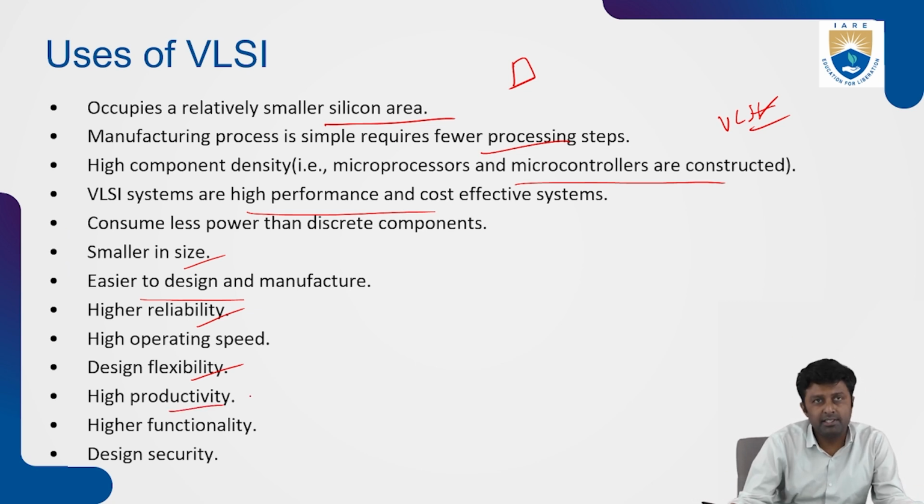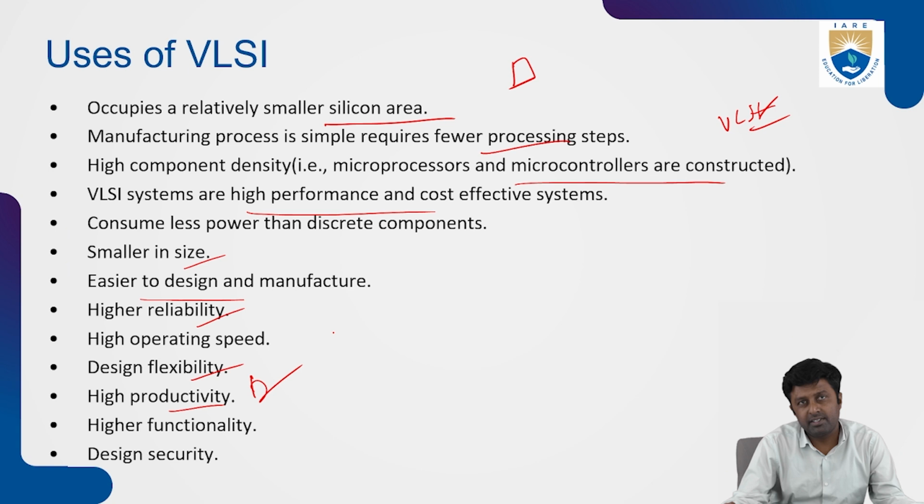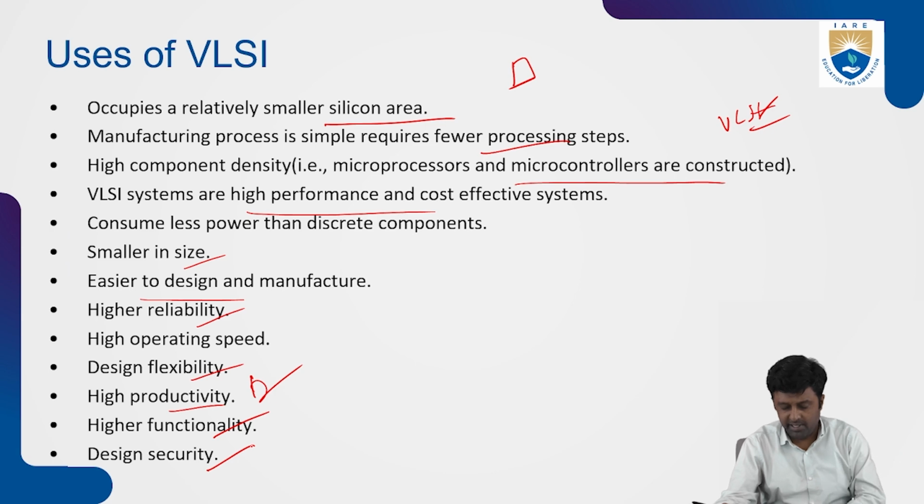Then there is high productivity and high functionality. High productivity in the sense that at one time we can manufacture thousands of transistors. Higher functionality is there to provide high functionality compared to other technologies. Then design security is also available. So these are some of the uses of VLSI.